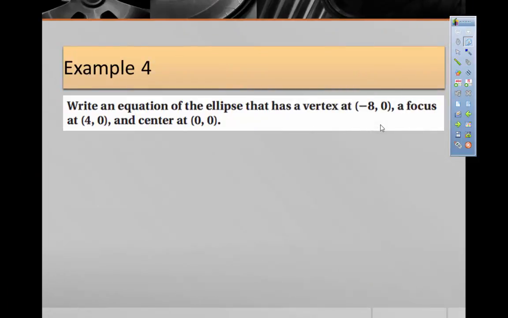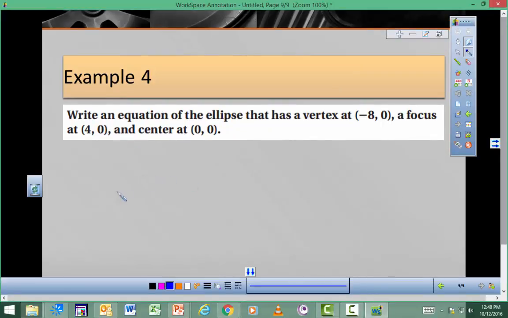Okay, so now this one's a little bit harder to get our equation. Previous ones we were able to do in about 10 seconds, right? But now it's going to take 20 seconds.